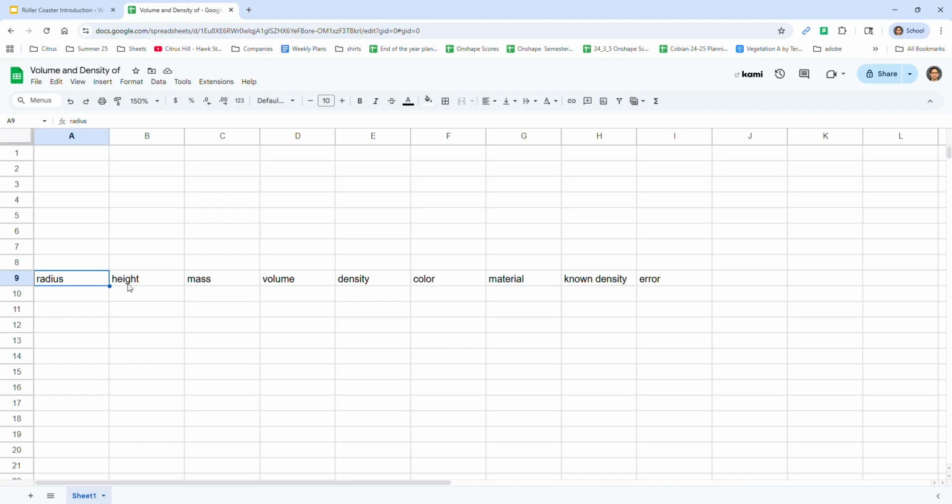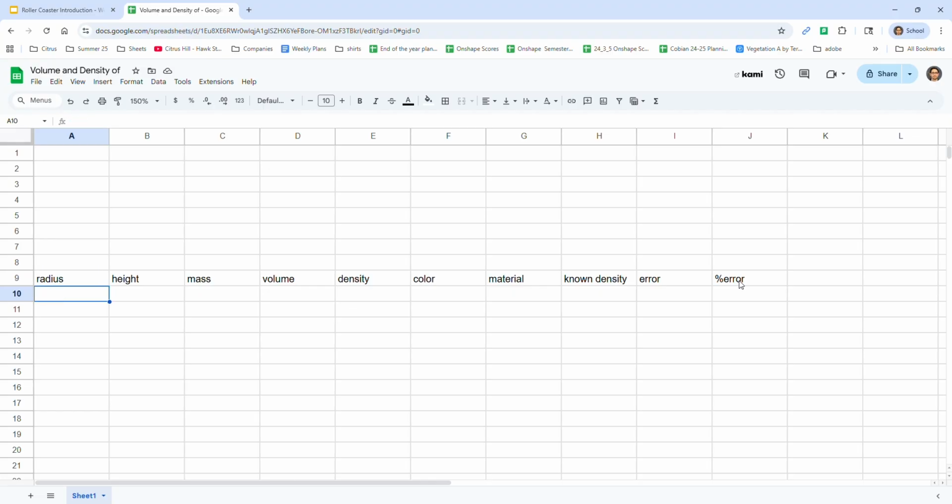So I already have these cells filled out. You can type these out in any row you want. I'm over here in row number 9: radius, height, mass, volume, density, and so on. So I just need to write out percent error right here. Anyways, fill out this information for the row, and let's get started.